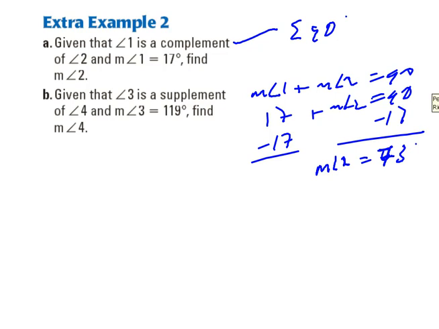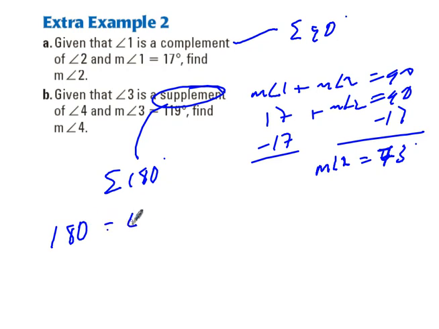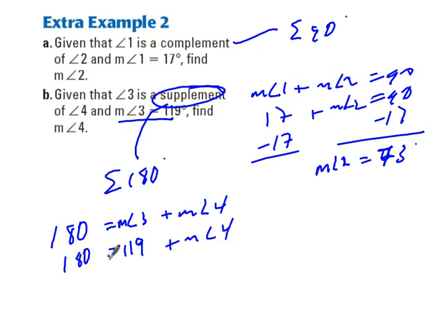Given that angle 3 is a supplement of angle 4, we know they sum to 180 degrees. So we'll have 180 degrees is equal to the measure of angle 3 plus the measure of angle 4. The measure of angle 3 is given at 119 degrees plus the measure of angle 4. So what do we do next? We subtract 119 and we get the measure of angle 4 is equal to 61 degrees.